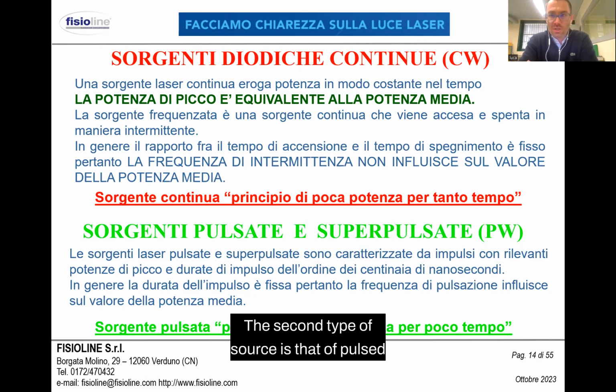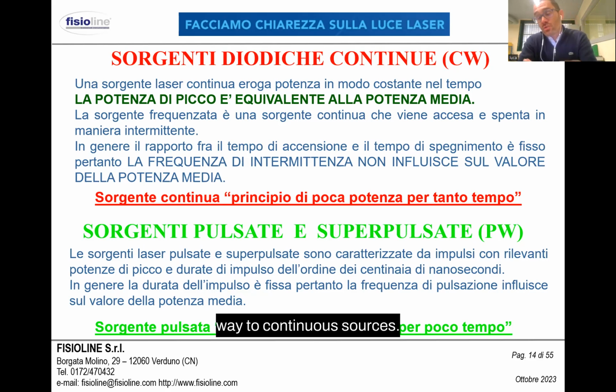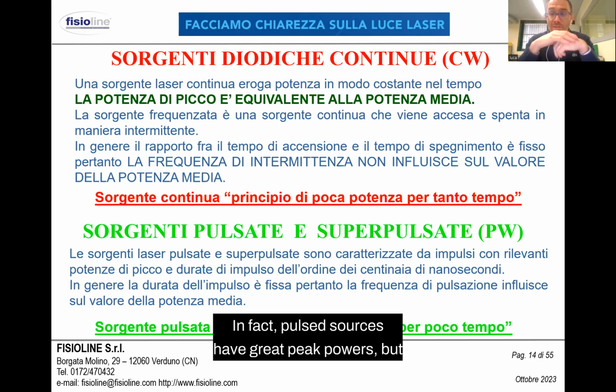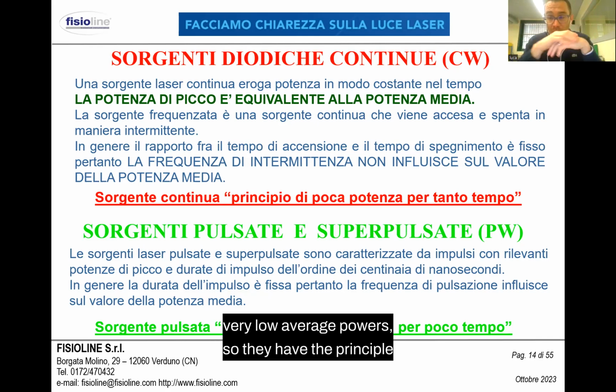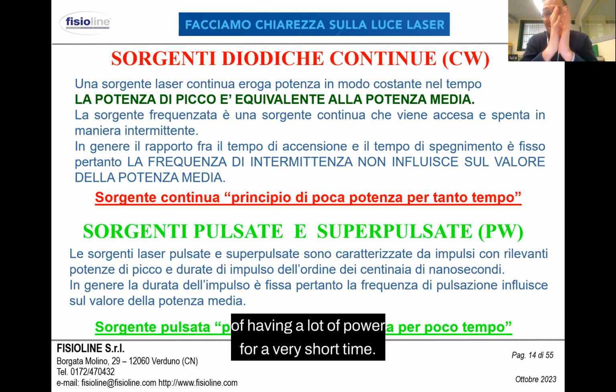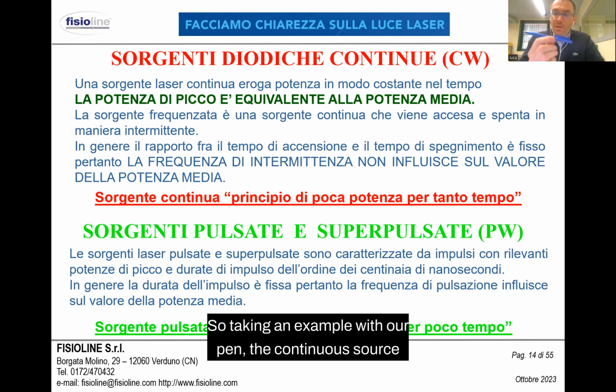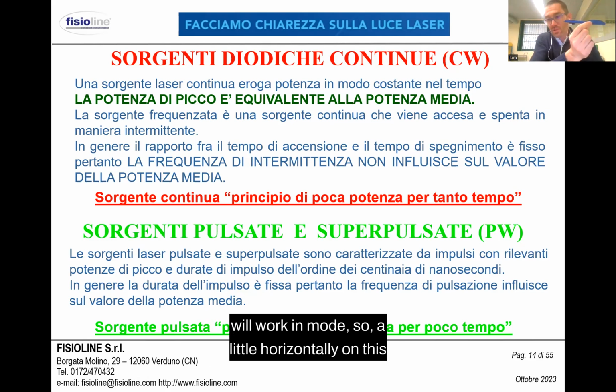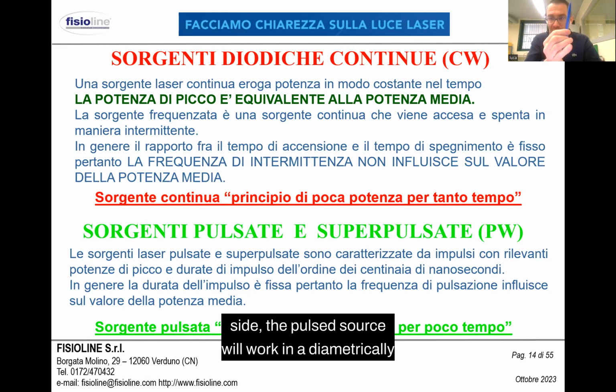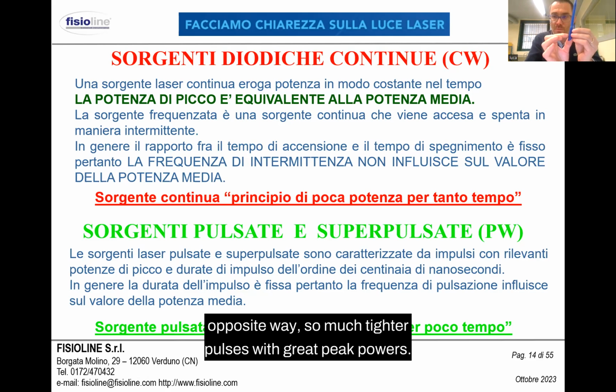The second type of source is that of pulsed sources, which work in a diametrically opposite way to continuous sources. In fact, pulsed sources have great peak powers, but very low average powers, so they have the principle of having a lot of power for a very short time. So taking an example with our pen, the continuous source will work in this mode, a little horizontally on this side, while the pulsed source will work in a diametrically opposite way, with much tighter pulses with great peak powers.